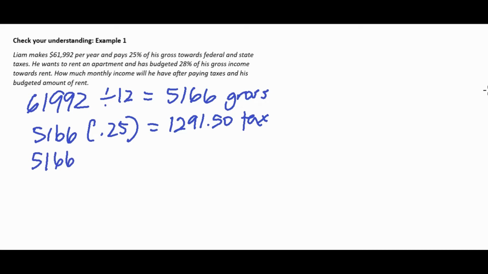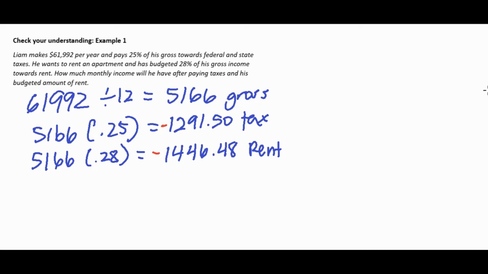So then we need to calculate the amount he's budgeting for rent, which is 28% of his gross income. So again, his gross is $5,166. We're going to multiply that by 0.28, which is 28% expressed as a decimal. And when we do that, we get $1,446.48.